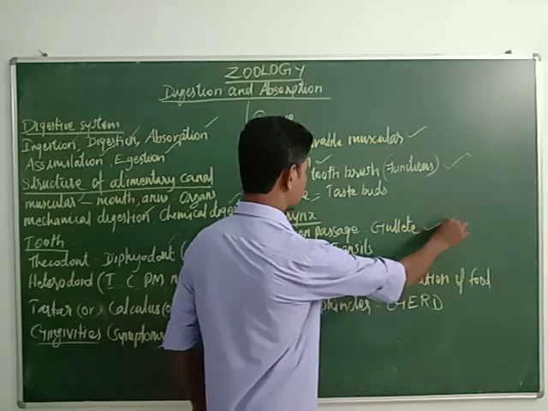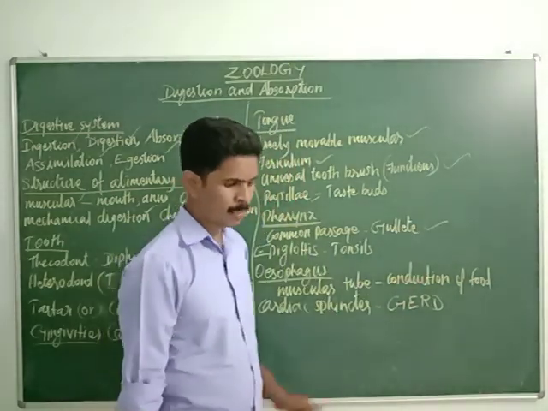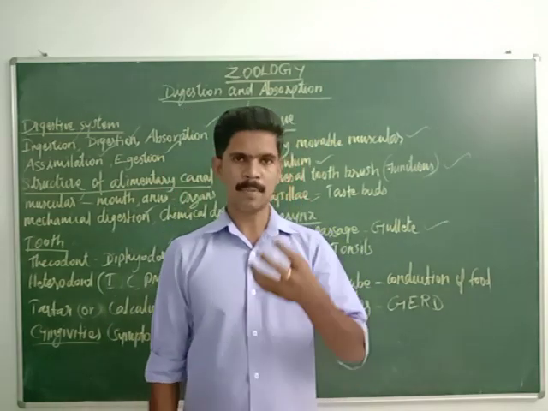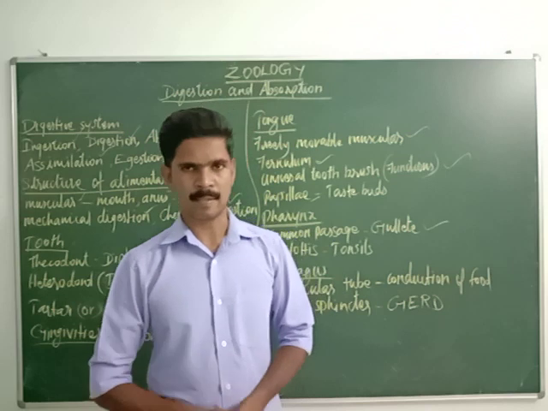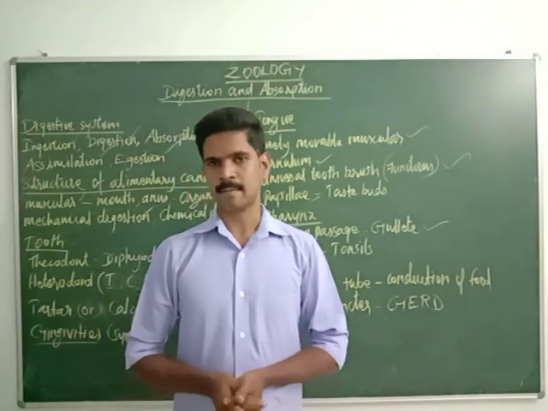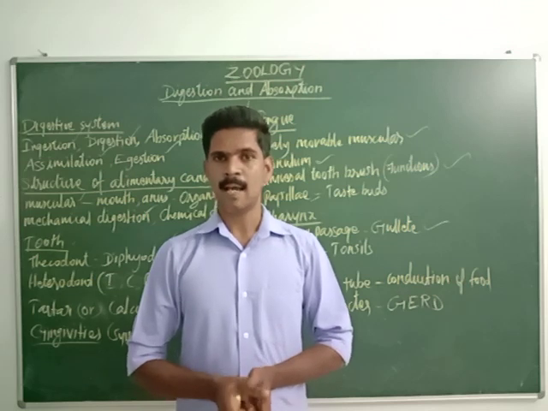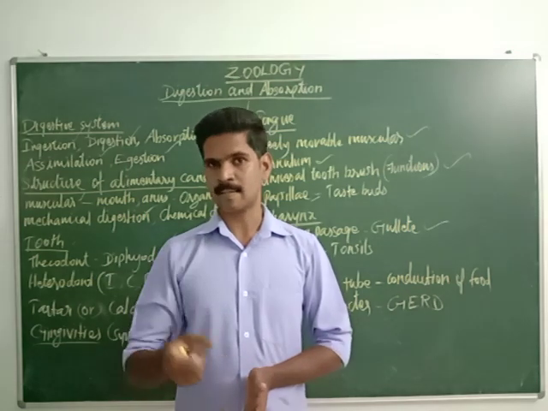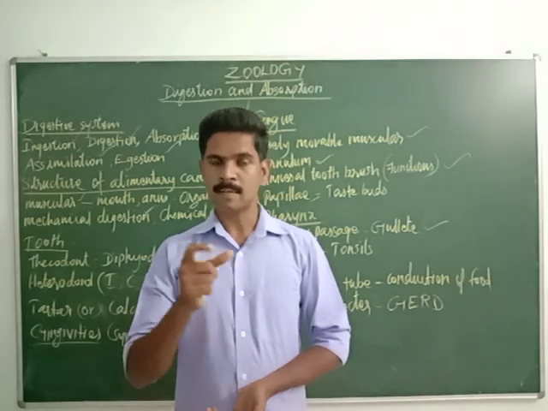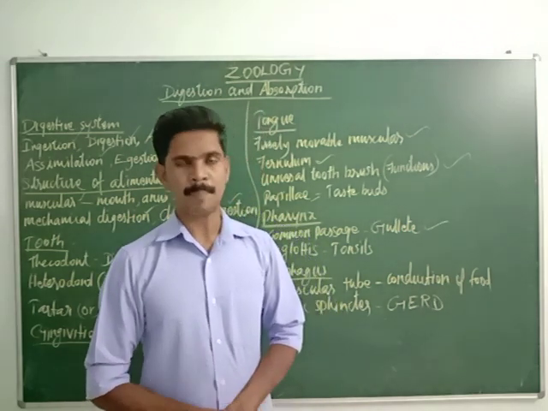So now we have completed two important points. Then the food materials are entering inside the pharynx. Here one important organ is there. One small cap-like structure is present at the posterior end of the pharynx. This organ is called the epiglottis.